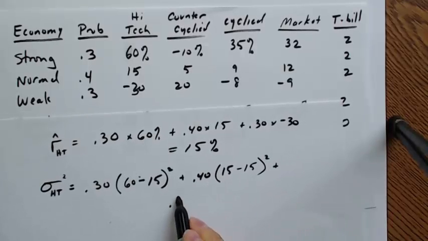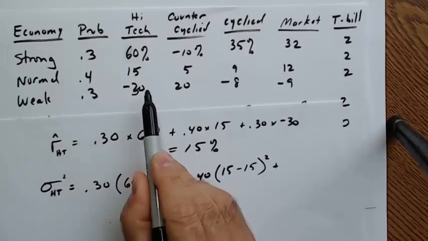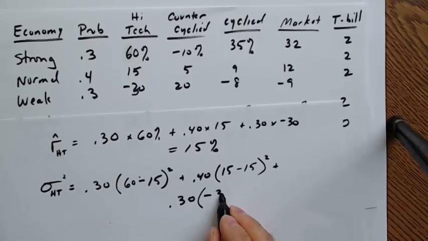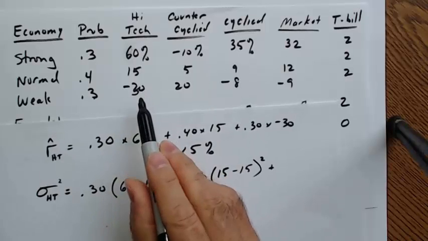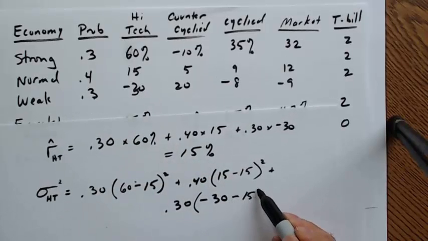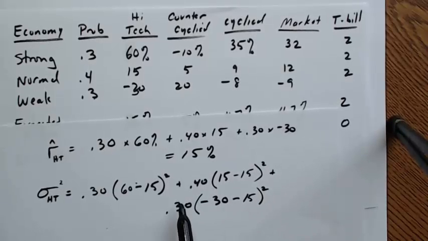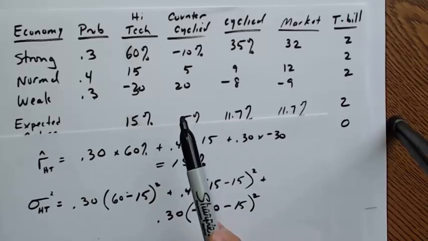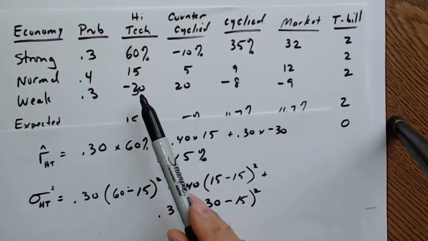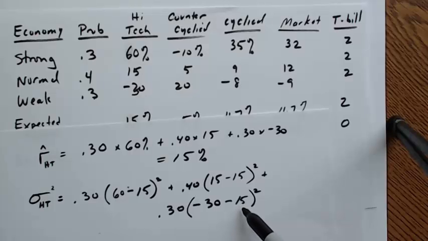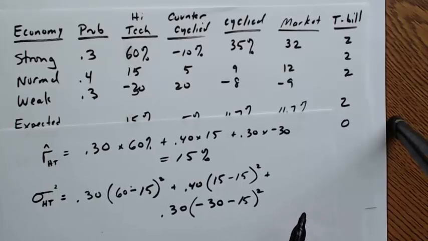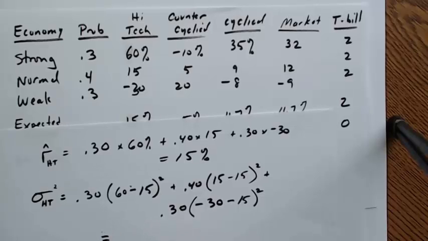Then what we want to do is take the 30% here and multiply it by the chance of losing 30% for high tech in a weak economy, minus the 15, and square that. There is certainly risk right there, because here you got a chance of losing a lot of money relative to what you expect. I mean, you're talking 45% below what you expect, and that's what's in this bracket here. Square it, adjust it for the probability, and when you do this calculation, you'll get a sigma for high tech.